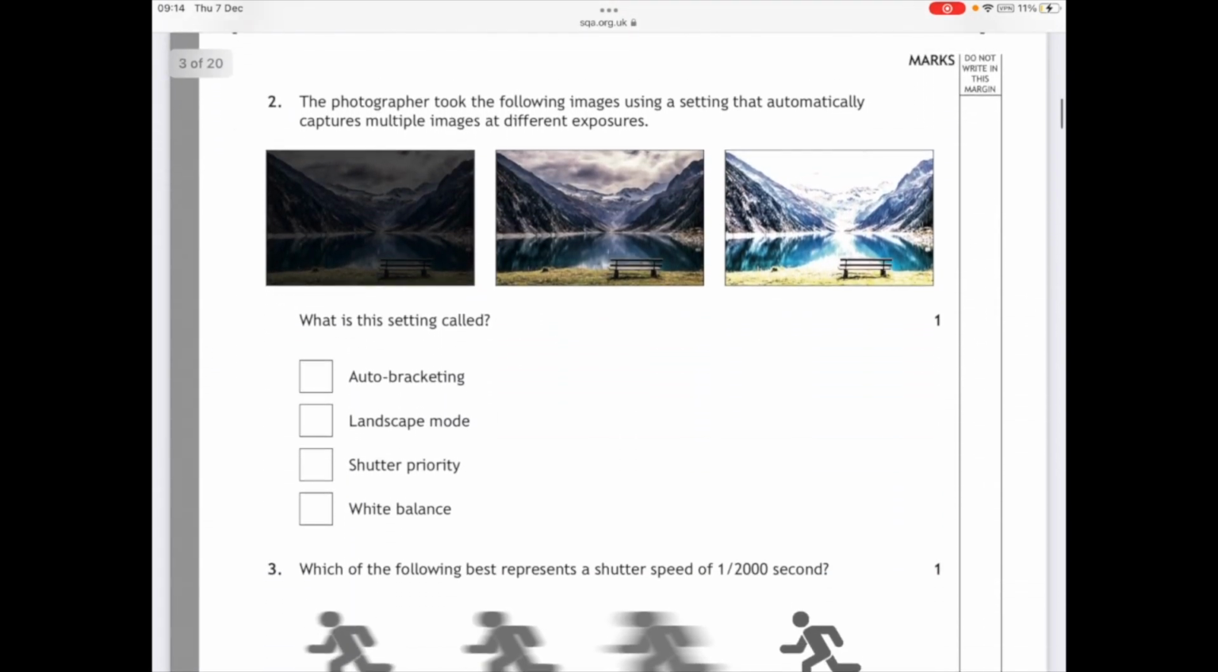So question number 2. The photographer took the following images using a setting that automatically captures multiple images at different exposures. What is this setting called? You have 4 options again: auto bracketing, landscape mode, shutter speed, and white balance. Which of those settings would be used to create the same image at different exposures? If you want to try and answer that one.